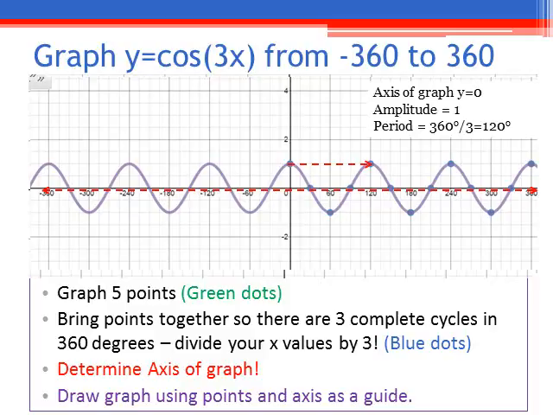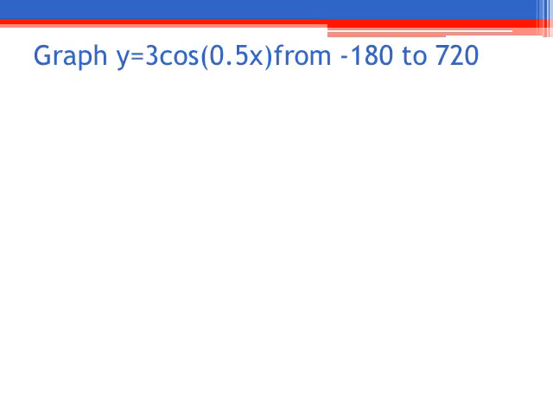So if it's right beside the x, if multiplying the x, it's going to divide the period, and that's how many times it's going to go up and down in 360 degrees. And if it's out in front, it's going to then make it taller. All right, so here's one that has both of the pieces in it. It has a 3 as the a value out in front, which would tell us that the amplitude should be 3, and it has a b value of 0.5.